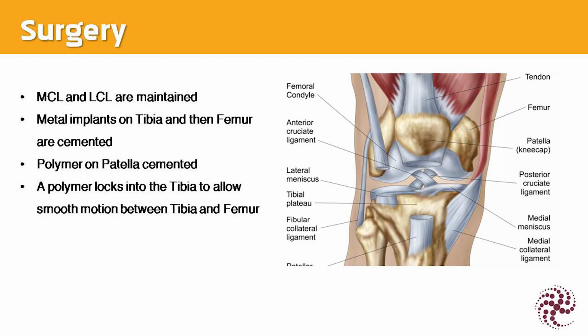MCL and LCL ligaments are maintained, and metal implants on the tibia and then the femur are cemented, followed by a polymer on the patella. And lastly, a final polymer locks into the tibial implant, and this allows gliding of the femur over the tibia. And then a secure closure of the tissues is performed by the surgeon, and a sterile dressing is applied.